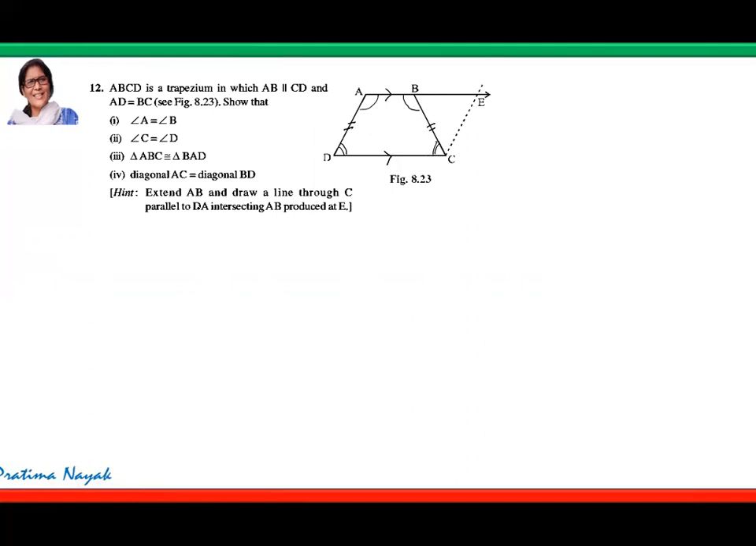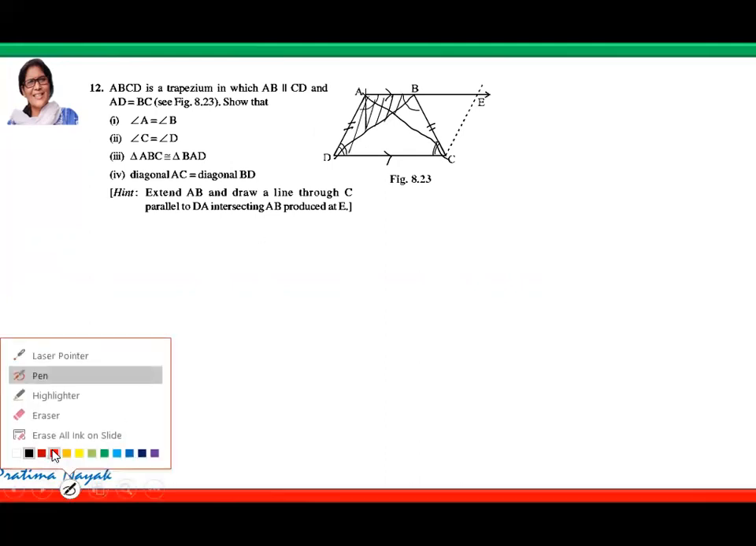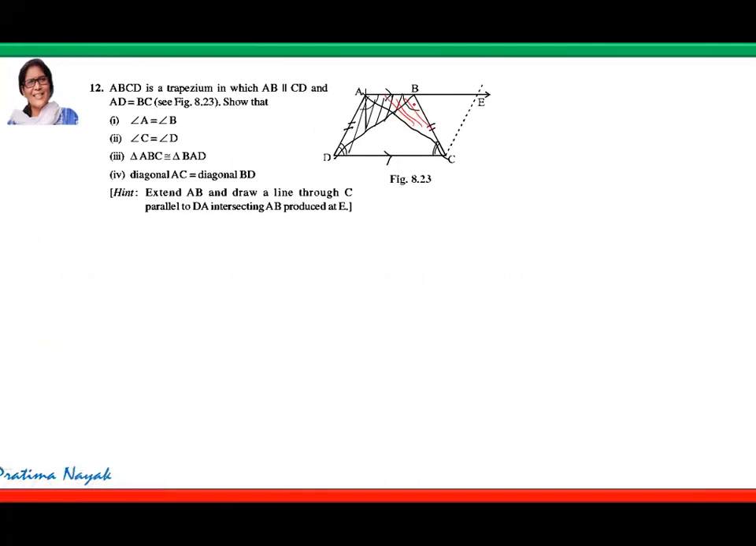We have to prove. And you have to prove that triangle ABC is congruent to triangle ABD. This triangle and your ABC, they will be congruent. This is the question. First, you will prove that angle A is equal to angle B, then you will prove C is equal to D, then you will prove that it is a congruent triangle. And then diagonal AC is equal to BD also, fourth part.